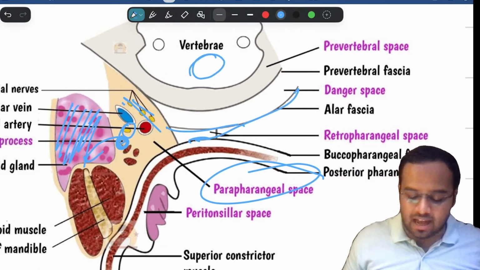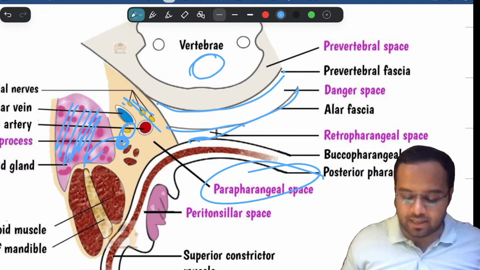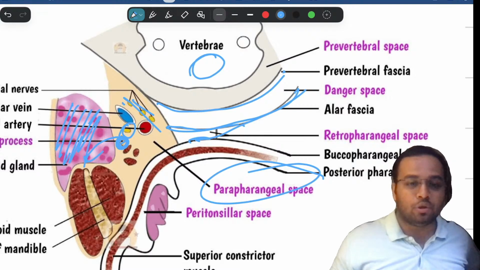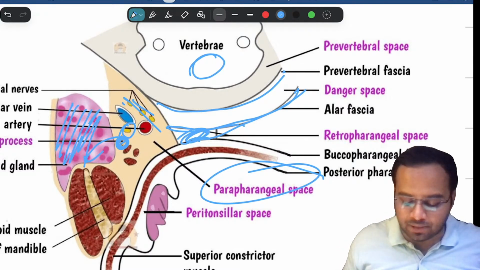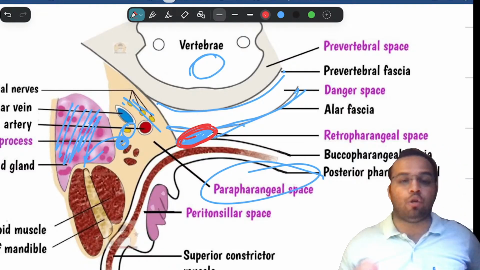So this is the vertebra. Covering the vertebra is going to be the prevertebral fascia. Covering the prevertebral fascia is going to be the alar fascia. So between the alar fascia and the muscles, if an abscess is going to develop, this space predominantly is going to be called a retropharyngeal abscess.